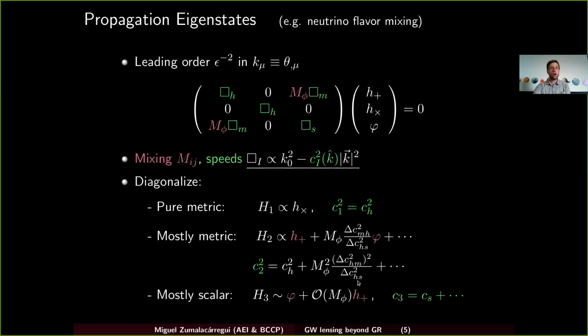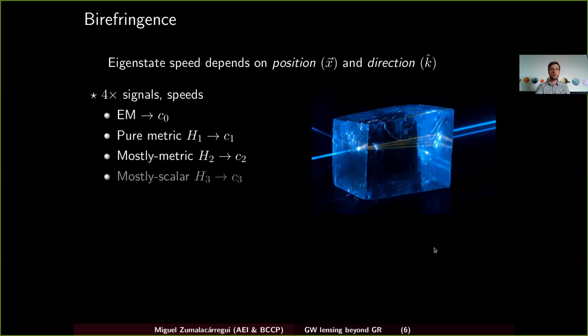And finally, there is another polarization, which is the mostly scalar polarization, which in the limit of no mixing would correspond to just the scalar field perturbation. But in the general case, it carries some of the metric perturbation. And it also has a speed that is modified with respect to the putative scalar field velocity. So with this in mind, let's discuss phenomenology.